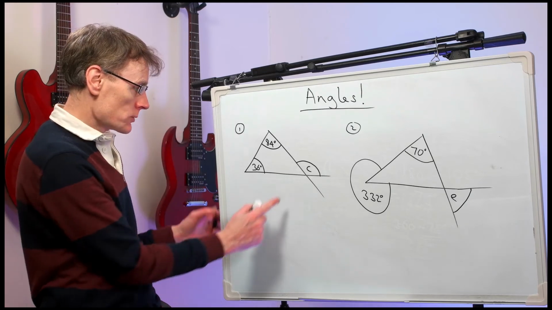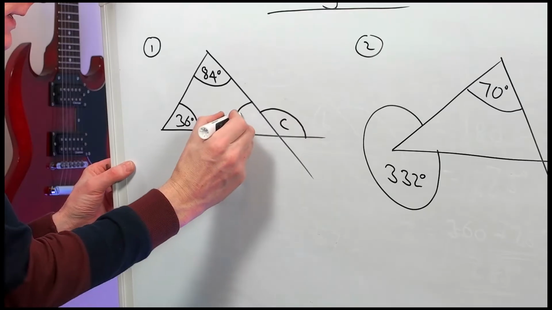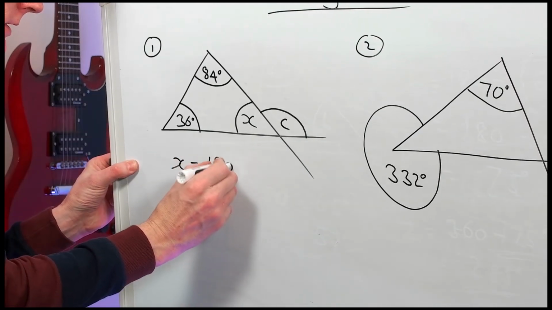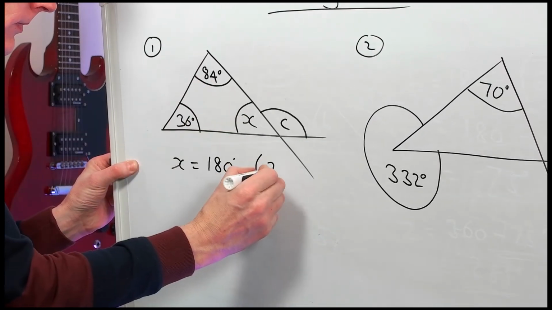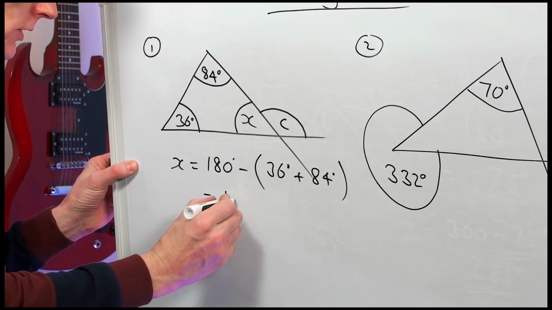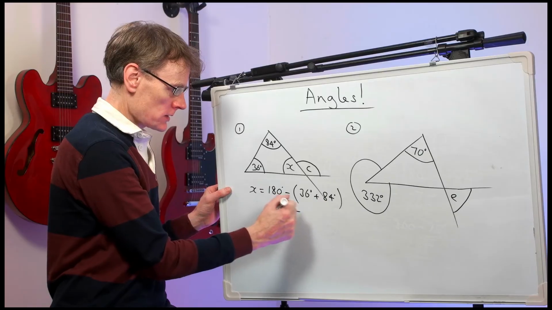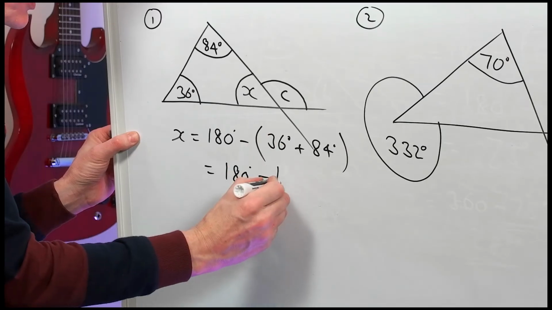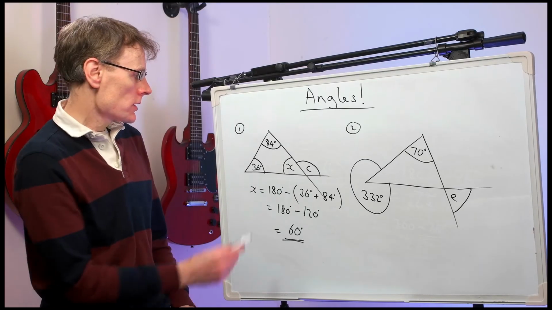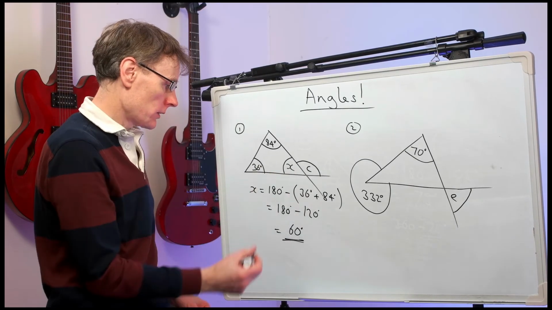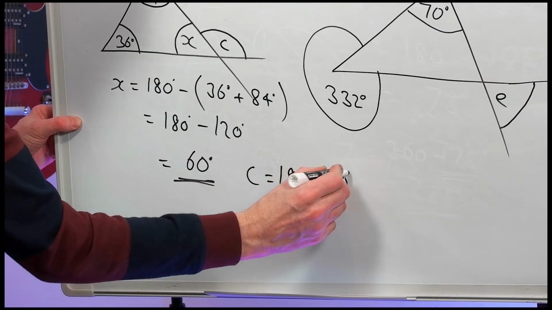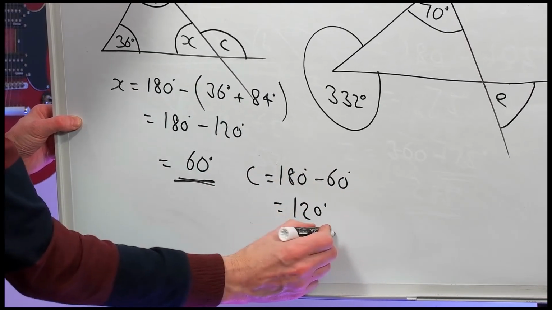Right, answers. Number 1. First we need to work out this angle here. Let's call that angle x. So, angles in a triangle, x equals 180 degrees minus brackets 36 degrees and 84 degrees. That comes to 180 minus 120, so that's 60 degrees. So then angle C is on a straight line with angle x. So C equals 180 minus 60, which is 120 degrees.